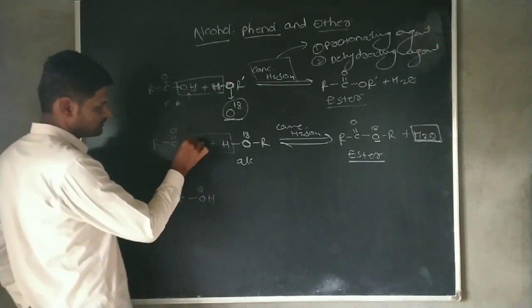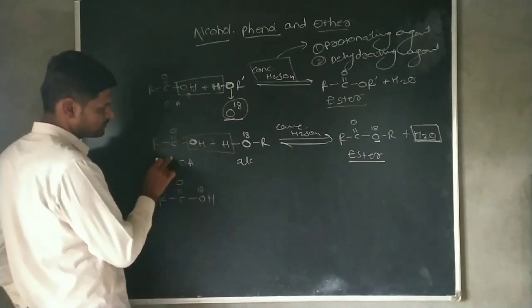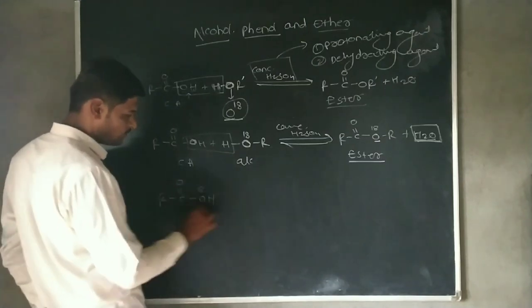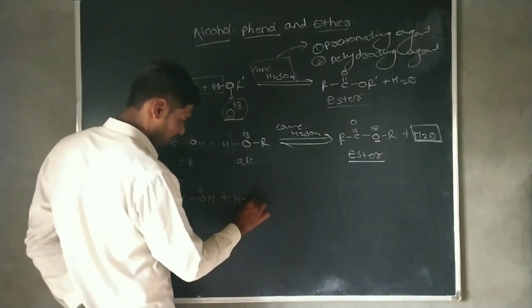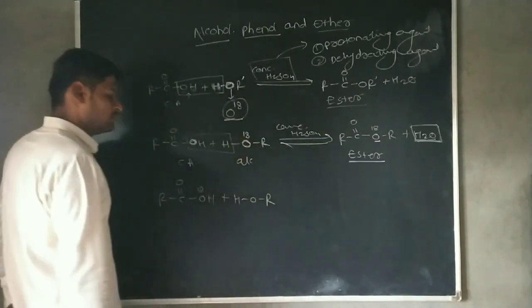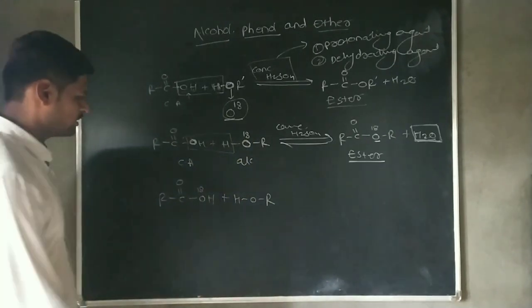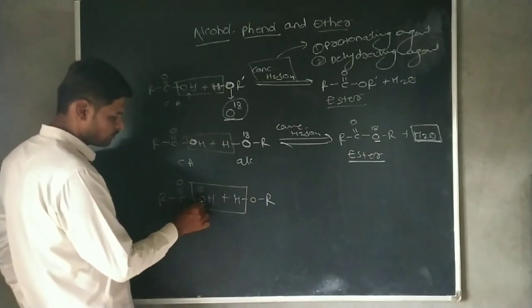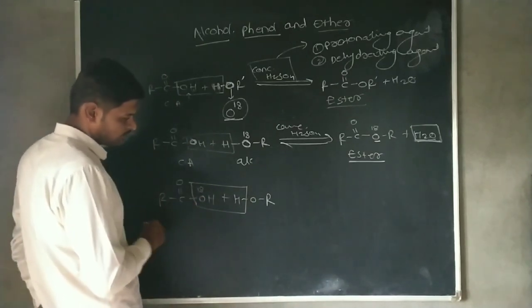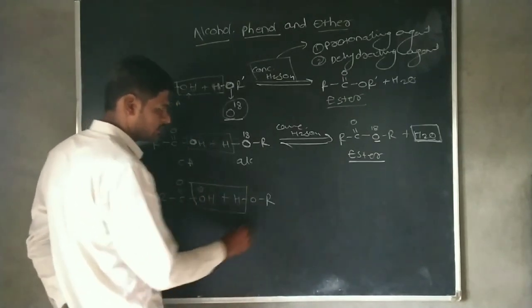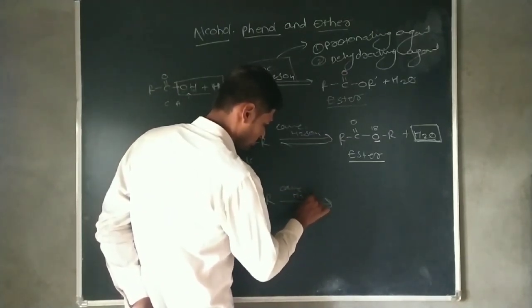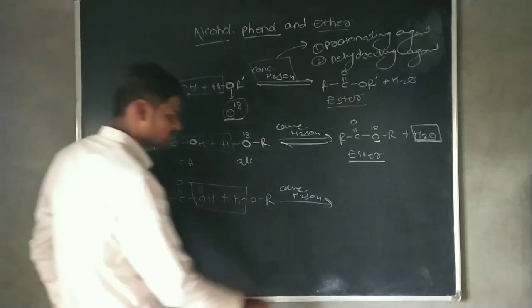The oxygen which is present in the carboxylic acid is replaced by its isotope, O18, and it reacts with the alcohol here. The bond that should break is between the hydroxyl group and the carbonyl carbon, and the hydrogen from the oxygen atom. Then it is reacted with concentrated H2SO4, and it forms an ester.